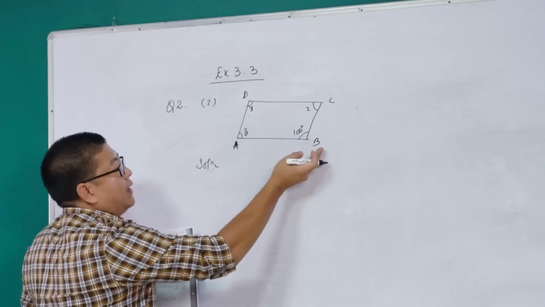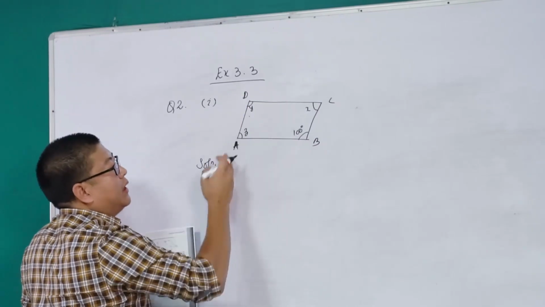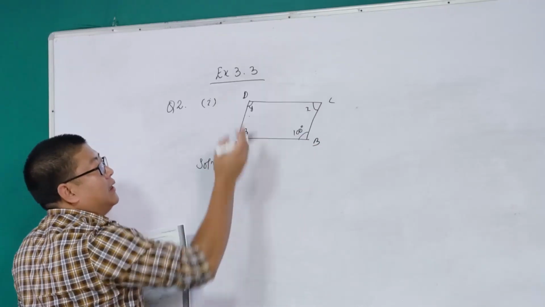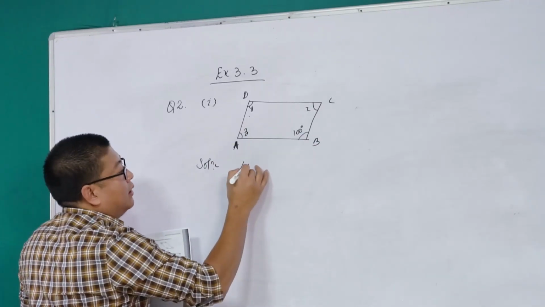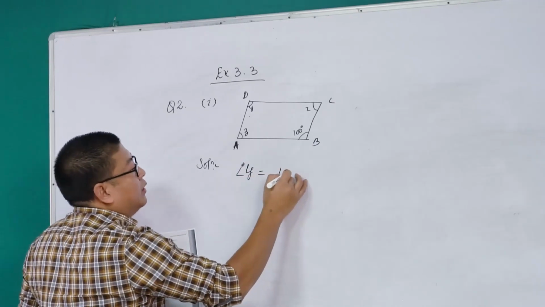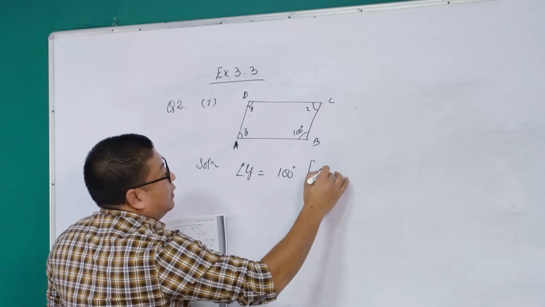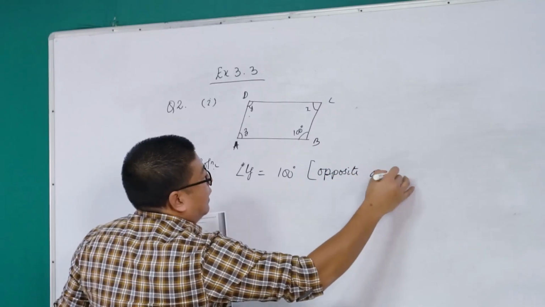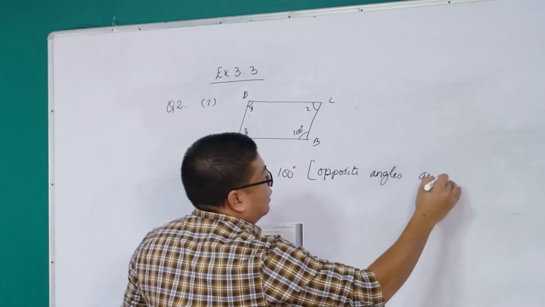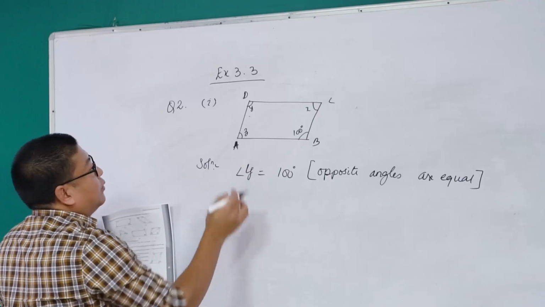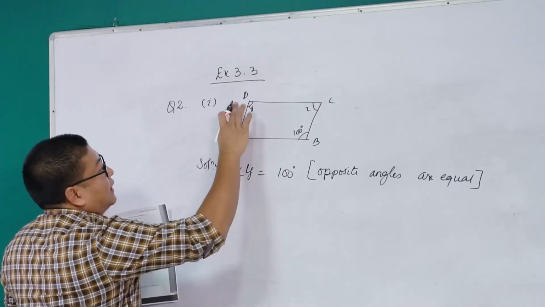equal. Now here, angle B and angle D are opposite to each other. Angle A and angle C are opposite to each other. That means angle B and angle D should be equal. So we'll just write angle Y is equal to 100 because opposite angles are equal.